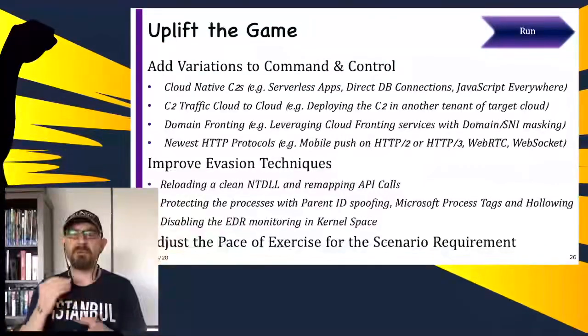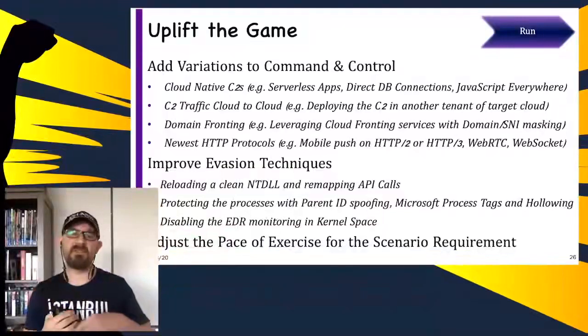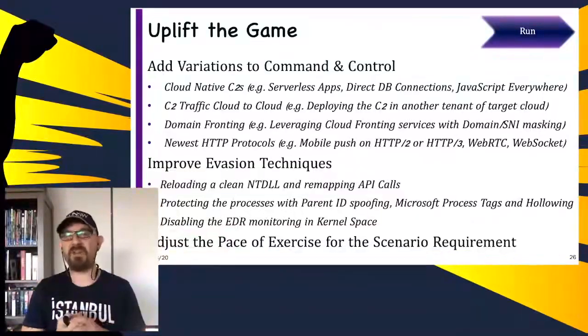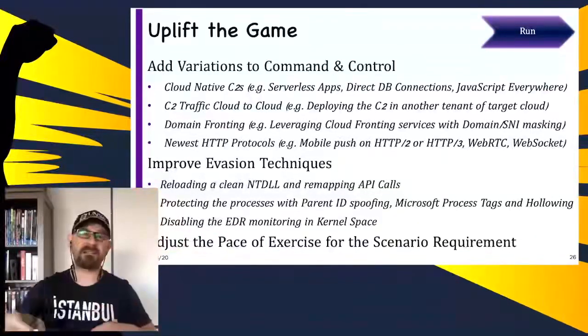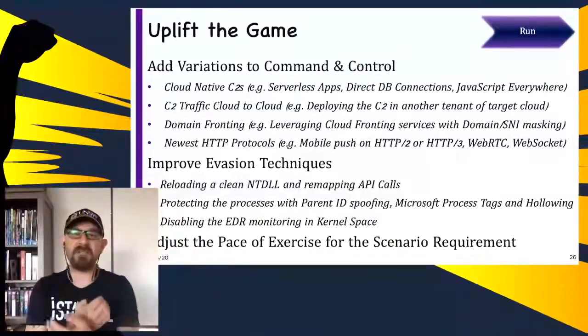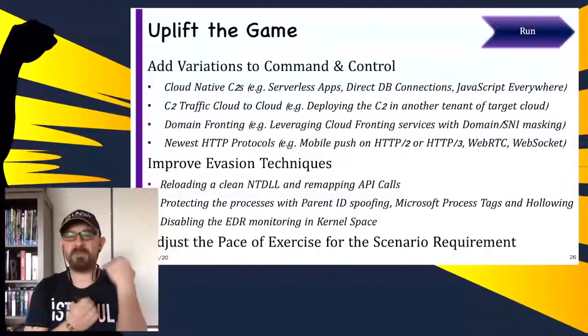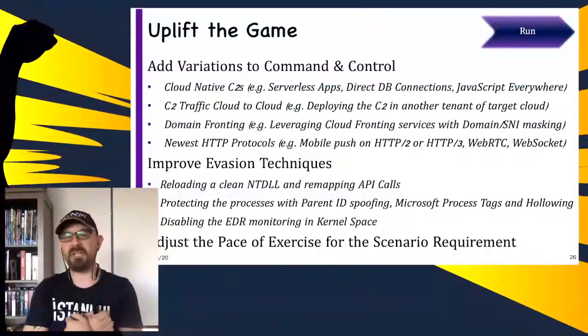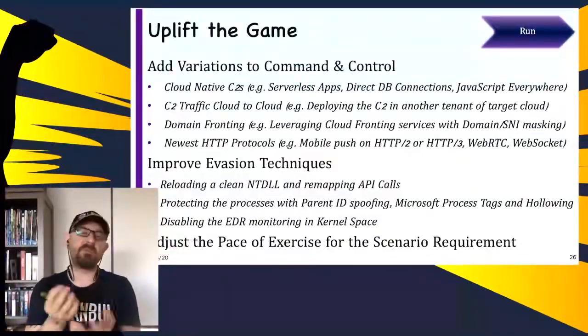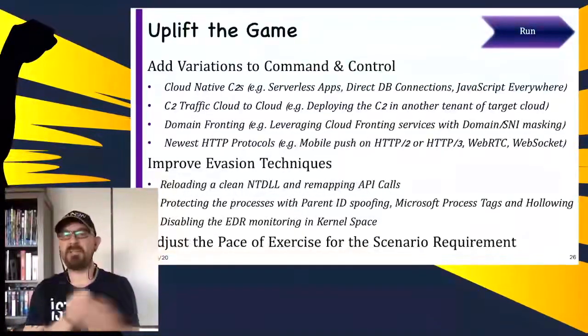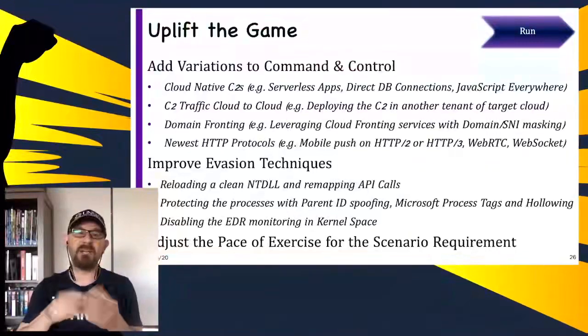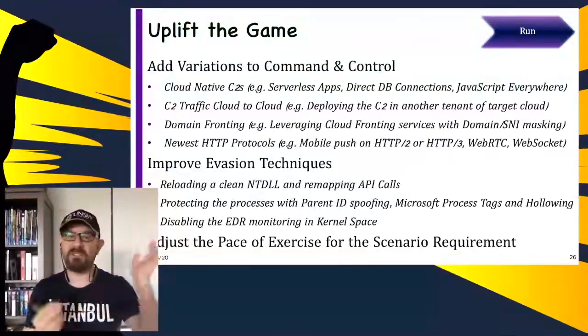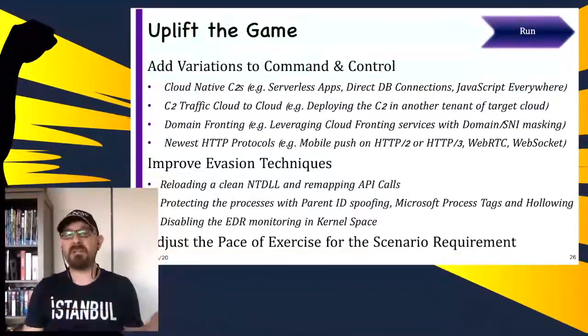You need to improve your purple team exercises using different purple team C2s, using different C2 traffic types, using cloud services, maybe starting from the cloud instead of targeting detections, adding new HTTP, HTTPS protocols such as HTTP 2.3 for push notifications. Or you can improve some evasive techniques, for example, ETW bypasses or EDR bypasses, or just kernel driver compromise to disable EDRs. Also, you can change the pace of the exercise.